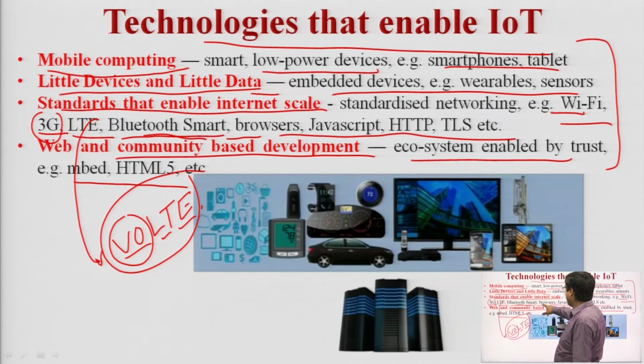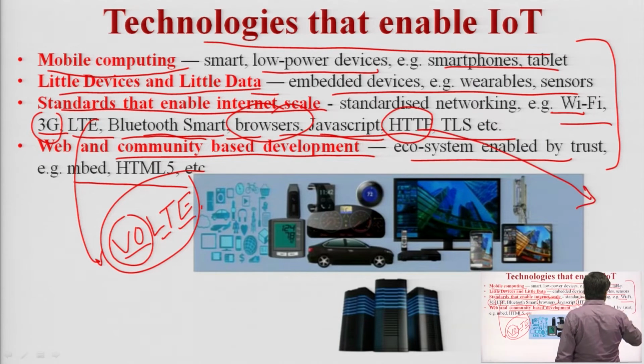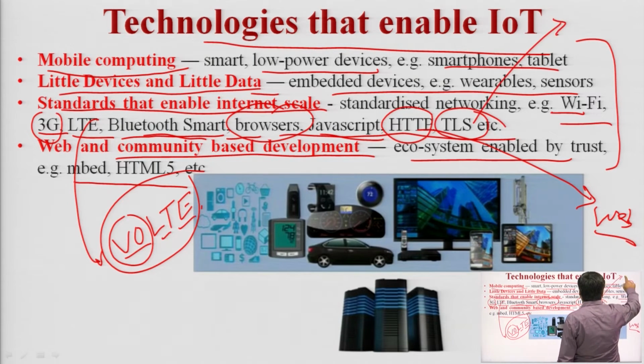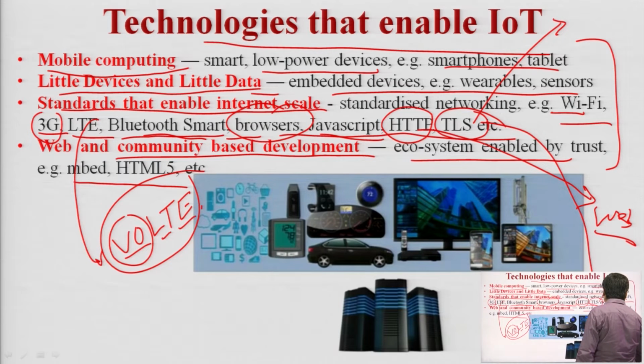Bluetooth Low Energy, smart browsers: we can use various types of browsers like Chrome, etc. JavaScript, HTTP, Hypertext Transfer Protocol, through which we can serve the devices and open web browsers. TLS means Transport Layer Security. It is basically a protocol standard through which we can connect one device to another. There is another term, SSL, which means Secure Sockets Layer.